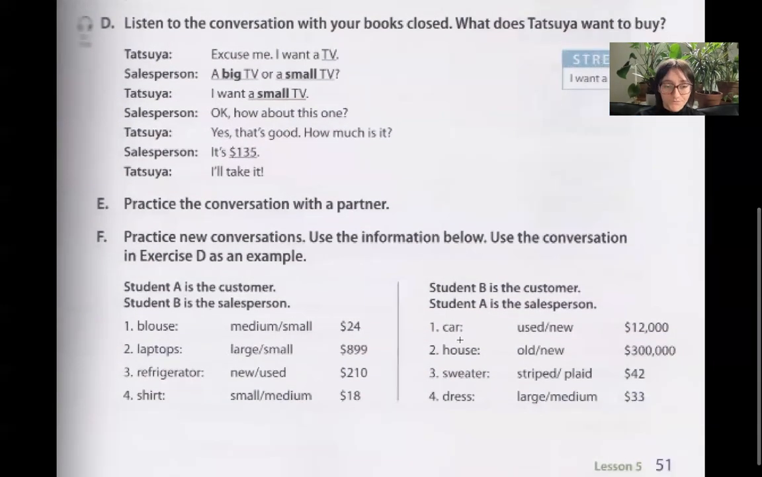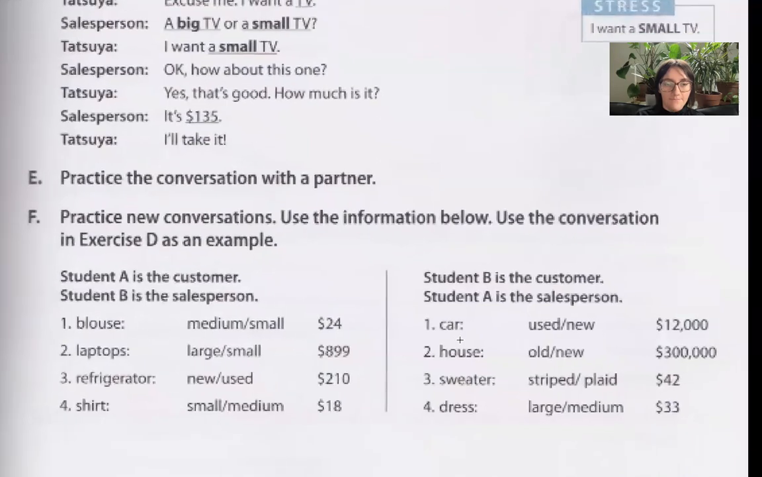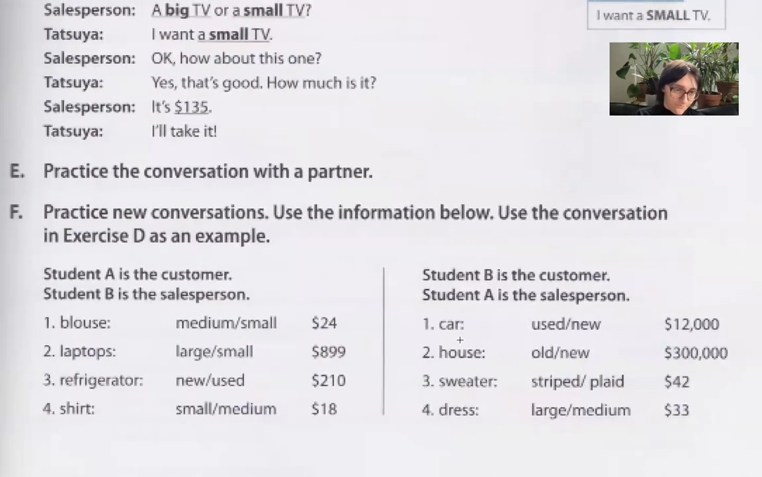And it says, practice new conversations, use the information below, use the conversation exercise D as an example. So it wants you to kind of practice, like you go through and say, hi, what are you looking for? And the other person would be, I'm looking for a blouse. And the other person would say, do you want a medium or a small? The person says a medium. And the person says, good. We have one for $24, right? So you can practice kind of going back and forth if you want to.